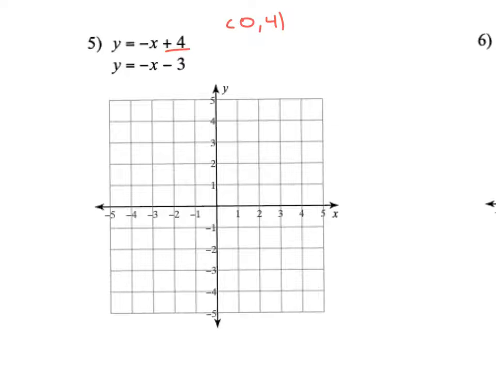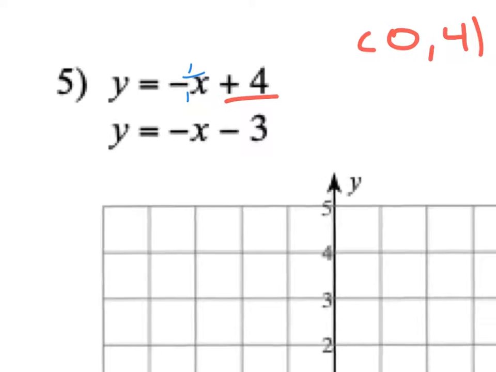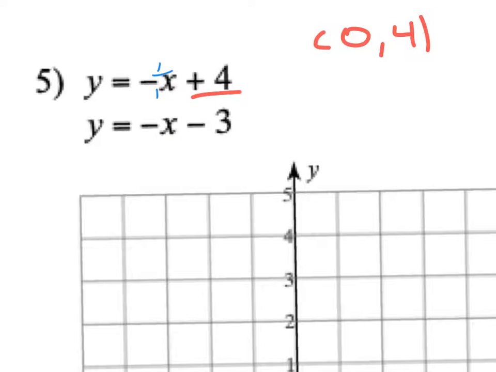Now notice how there is nothing in front of my x, but we have learned in the past that when there's no number in front of your x, that's the same as a 1. Now be really careful. There's a negative in front of my x. So that means that my slope, remember slope must be a fraction, is negative 1 over 1. So I'm going to go ahead and write that on the side. Negative 1 over 1 is my slope.